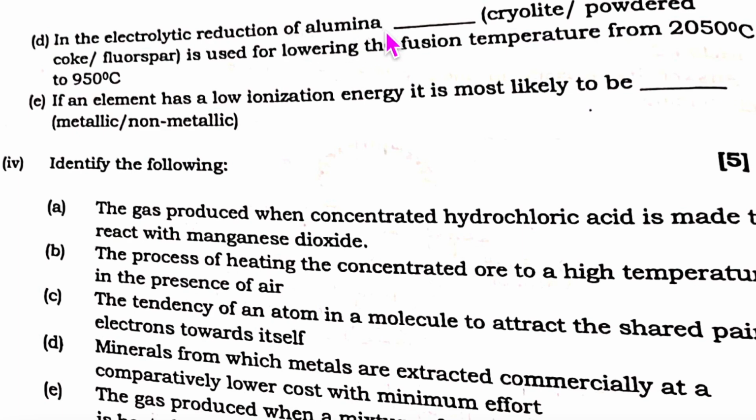In the electrolytic reduction of alumina, what is used to lower the fusion temperature? Cryolite. Now actually cryolite as well as fluorspar is there, but which one have I given you, right? Cryolite, no? Yes, ma'am, cryolite. In fact both of them are used.